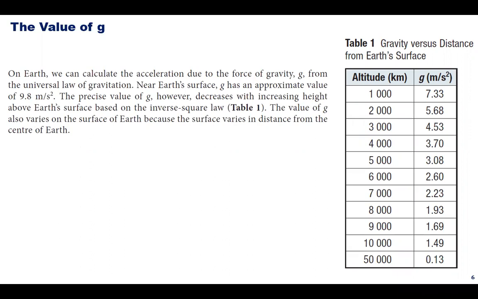The precise value of g, however, decreases with increasing height above Earth's surface based on the inverse square law, which is shown here in table 1. The value of g also varies on the surface of Earth because the surface varies in distance from the center of Earth.